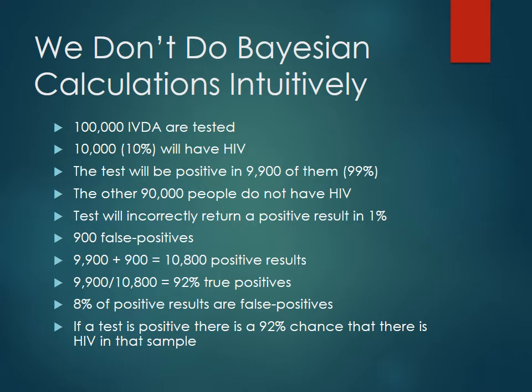So for them, you get 99% ability to detect the positive results. That's 9,900. Then for the other 90,000, none of them have the disease. Because we said the specificity is only about 99%, it incorrectly returns a positive rate in 1% of cases, so here you have 900 false positives. So when you actually look at the true positive rate, it's about 92%.